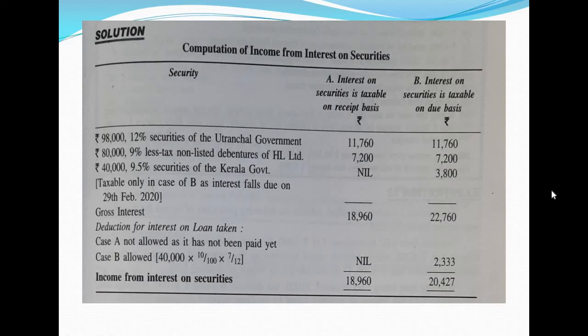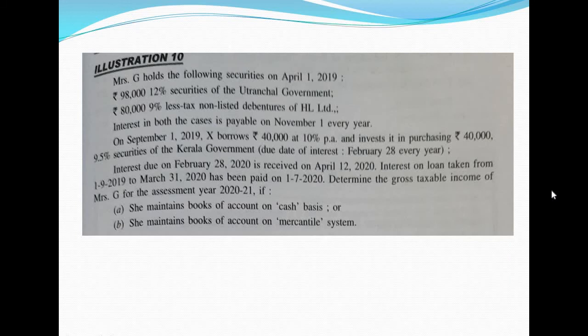Then in this case, he has also invested the amount of rupees 40,000, which he has taken as a loan from the bank to invest in the security of Kerala government. So it is rupees 40,000, and the rate of interest is 9.5%. In this case, again, if you look at the problem, the interest has been received on April 12, 2020.